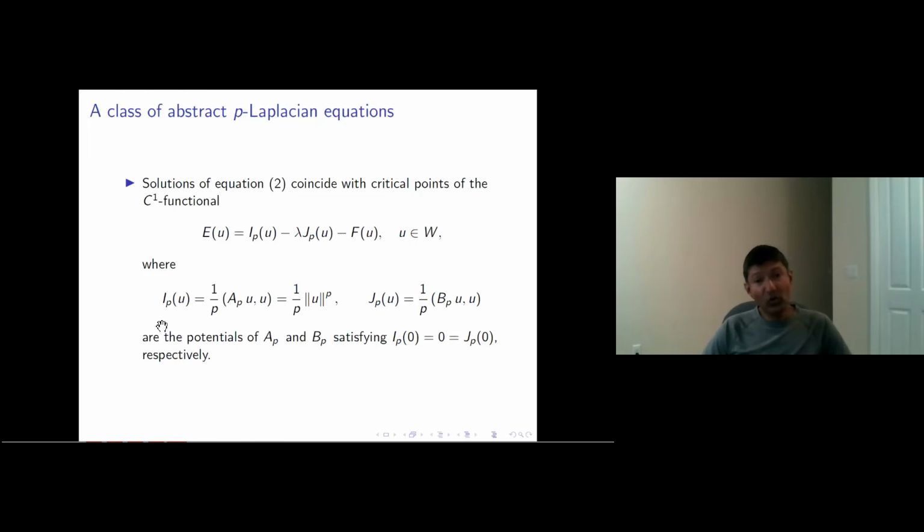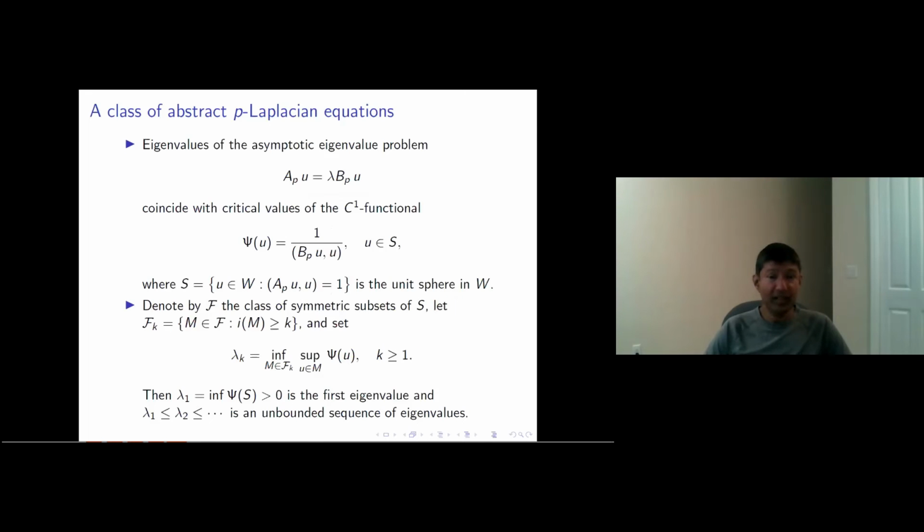You can explicitly write down what the potentials for A_p and B_p are, and this is the variational functional associated with this operator equation. And again, if you look at the asymptotic eigenvalue problem, namely the problem A_p u equals lambda B_p u, the eigenvalues coincide with the critical values of this functional psi defined on the unit sphere in W.